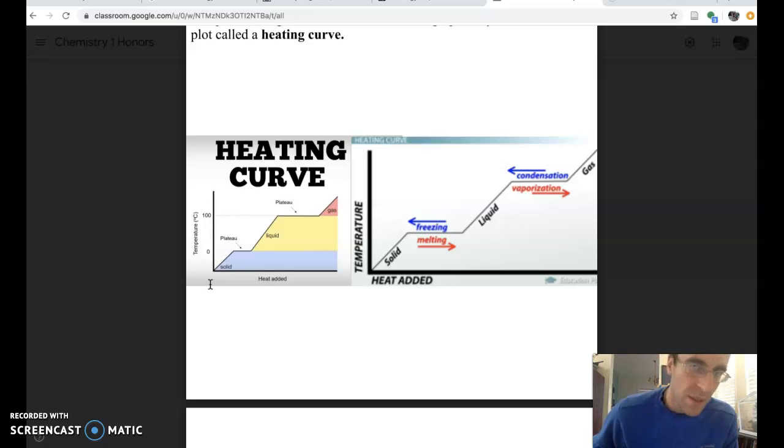As the temperature continuously increases, the liquid will become a gas. That's known as vaporization. You reverse it and decrease the temperature, that gas will turn into a liquid in a process called condensation, and then if you further decrease the temperature, that liquid will turn into a solid in a process of freezing. On the left hand side, it talks about these two different plateaus here.